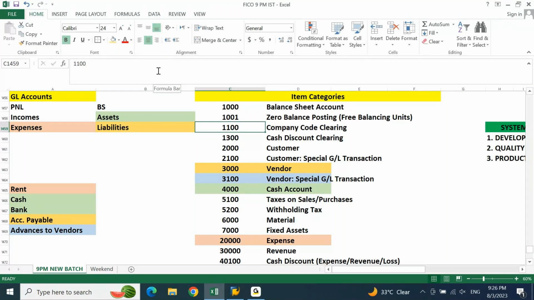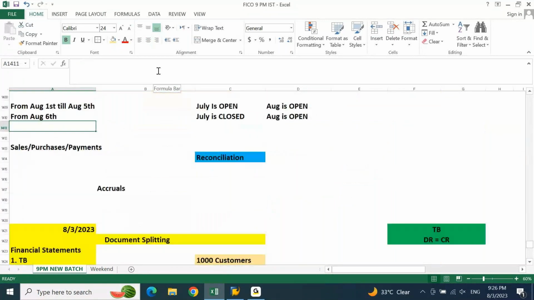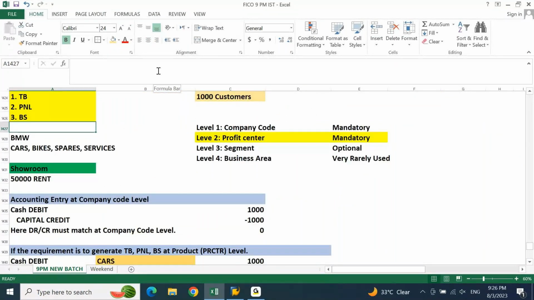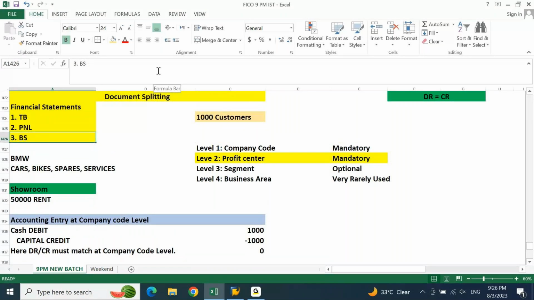They will check whether you are conceptually clear with the splitting functionality, whether you understand on what basis the system is splitting your documents, whether you are able to tell that you are splitting because of this reason, like your TB, P&L, balance sheet. Whatever you answer, if you are not representing trial balance, P&L, balance sheet, in short the financial statements and the profit center, it will not hold any value in your interview. When we pass the entries, I'll show practically the errors with document splitting, why the errors are coming, and how the system is splitting the entry.